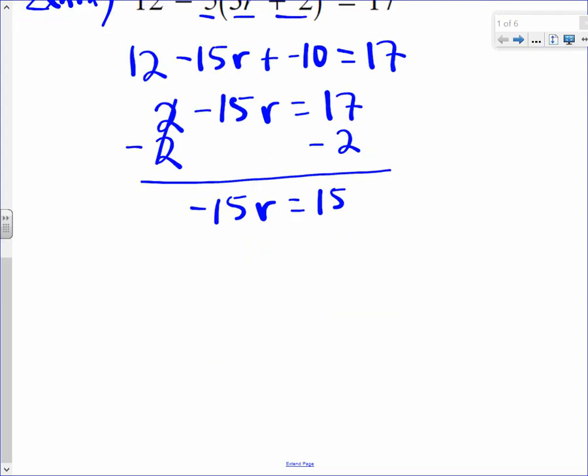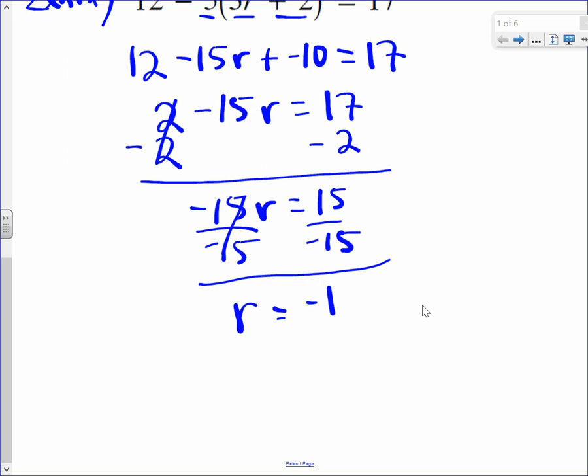Now let's get rid of the negative 15 by dividing by negative 15. Notice that. I got r then is equal to negative 1. Nice.